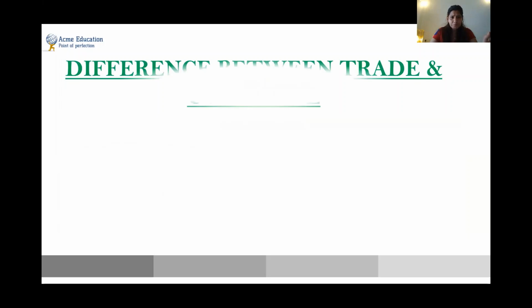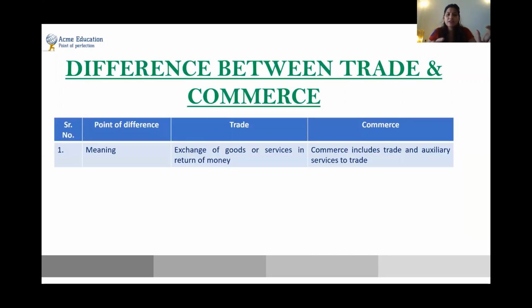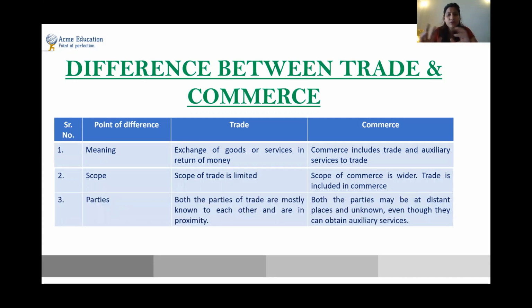Moving ahead to the difference between trade and commerce. Now, the first difference can be that trading basically is the exchange of goods and the services, and in return you get money. Whereas commerce includes the auxiliaries to trade, that is all the kind of services which are needed to trade are included in the commerce. The second difference will be scope. So your trading scope is quite limited, because it involves only the exchange of goods and services, whereas commerce is a wider scope, because trading is a part of commerce. Trading is included in commerce, and that is why it can be termed as a wider concept.